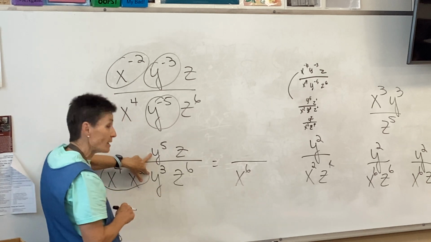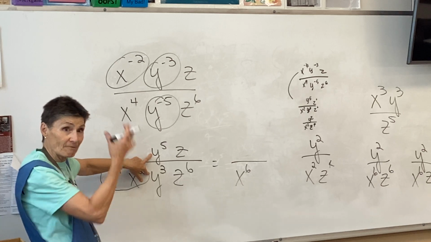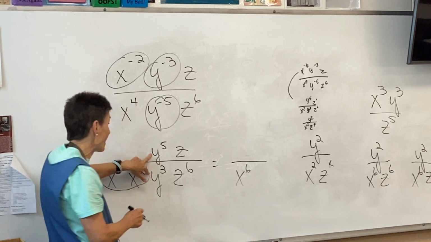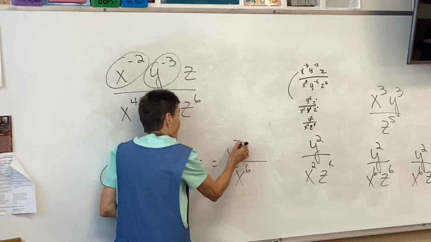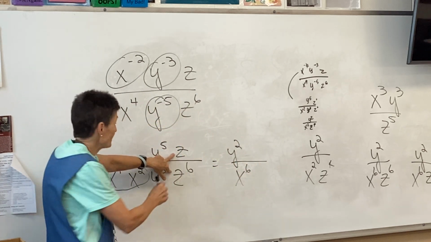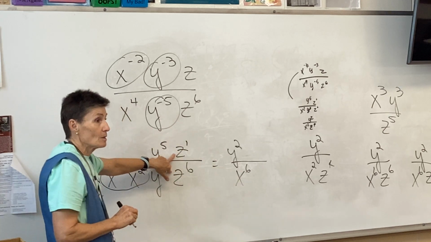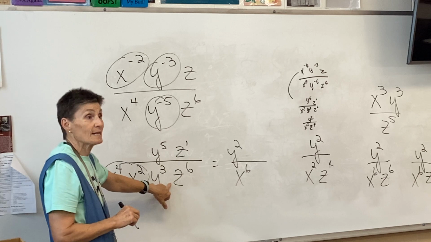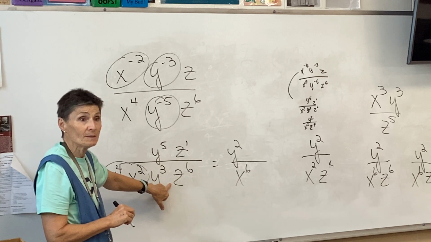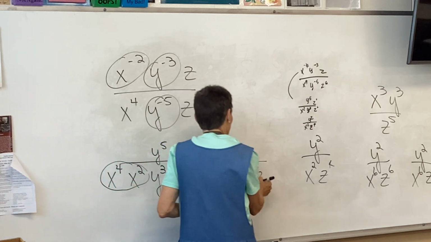Okay, now these guys are on top of each other, so they are gonna cancel. Right, I have 5 on top, 3 on the bottom, so I have 2 extras on the top. What's the exponent on this z? 1. So you have 1 z on the top, 6 z's on the bottom, which means you have an extra 5 on the bottom. I miswrote that on the board.